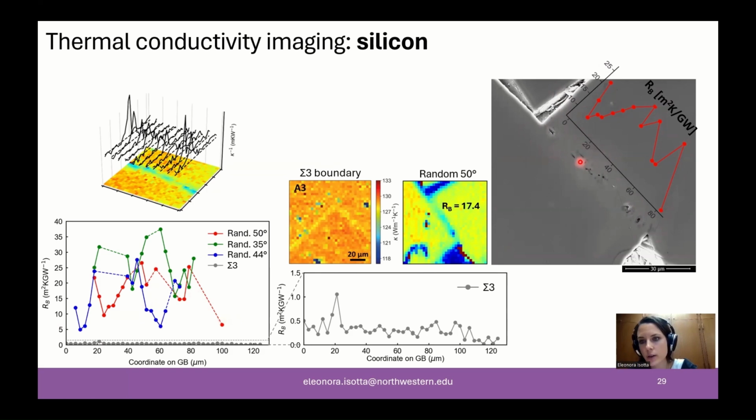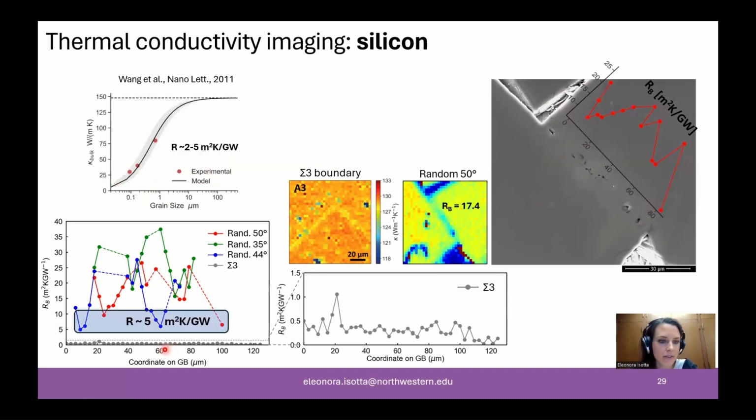From this, we can also say that if we extrapolate the values corresponding to clean, non-pore regions, then we would find a value of resistance in the neighborhood of 5 m²K per gigawatt, which is more in line with what was reported for dense samples.